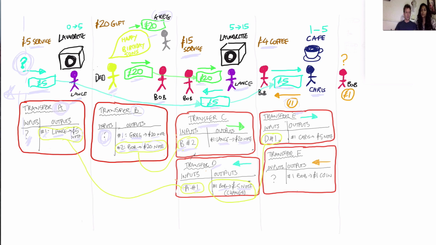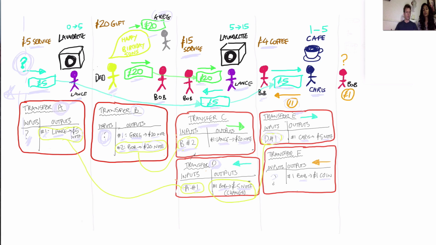He references, so basically the output that was responsible for putting that £5 note in Bob's hand was transaction D, output number 1, which was Bob receiving £5 change from the laundrette. So we reference that output and say basically this output allows us to pay Chris the same £5 note. Right. Yeah. And then in return, again, this is the change, transfer E, is Chris, the cafetier, whatever, he's paying Bob a £1 coin in return.